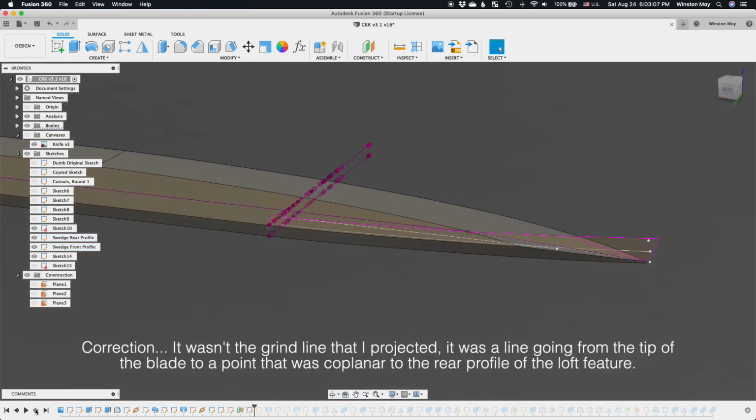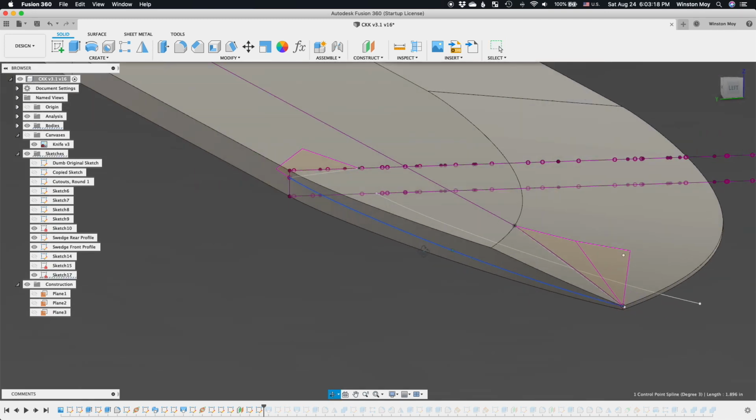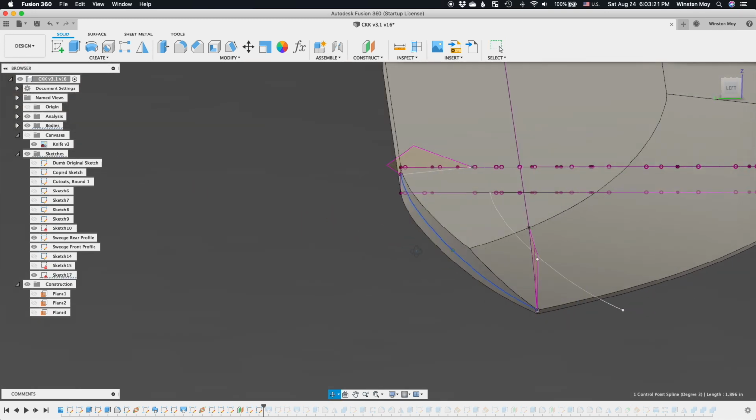So I drew in my grind line, created another sketch, and projected that grind line to the surface of the spine. This gave me the curves I needed to control the loft.